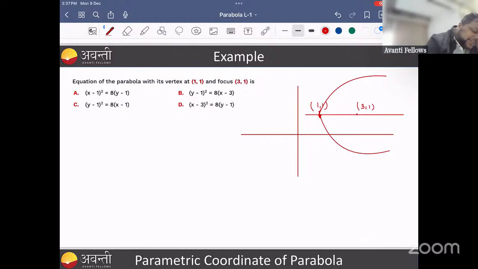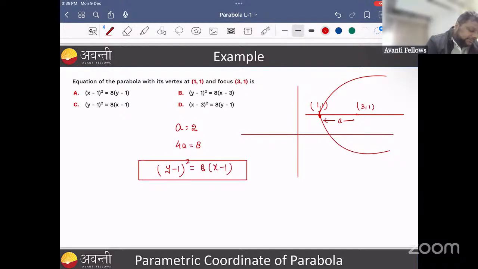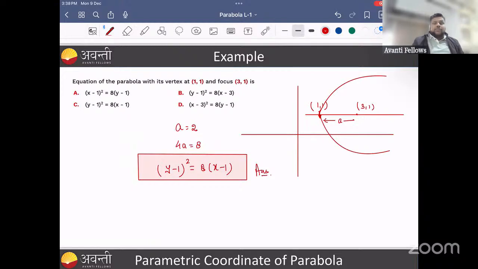Now, what is the distance between focus and vertex? This distance being a, in this case this a is 2. So 4a is going to be 8. It is a right opening parabola. It will be a replica of y square equals 4ax. Now the vertex is 1, 1, so it will be y minus 1 whole square equals 4a, which is 8, into x minus 1. This is your answer. Y minus 1 square is 8 times x minus 1.